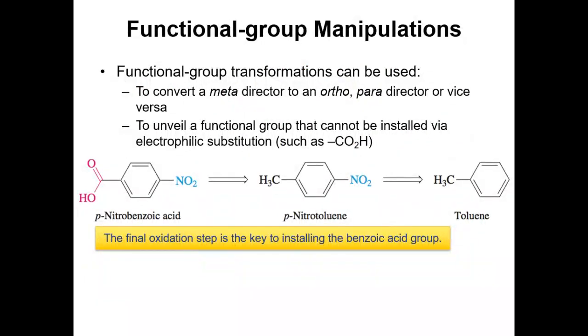And in some cases, the synthesis of an aromatic compound may involve additional functional group manipulations. For instance, say you are asked to make this compound from toluene, methylbenzene, as the starting material.